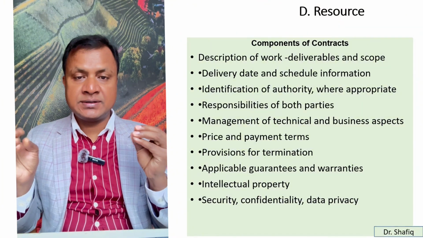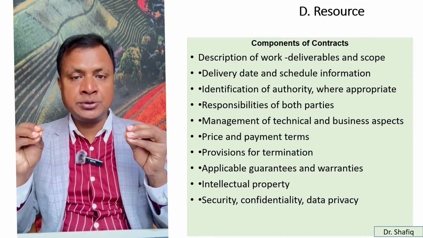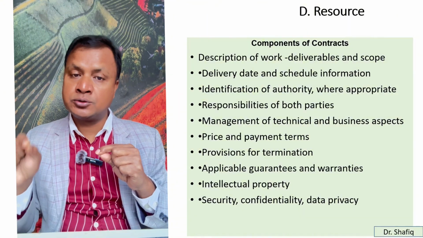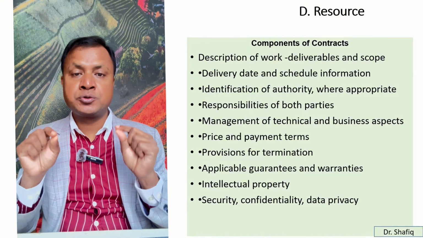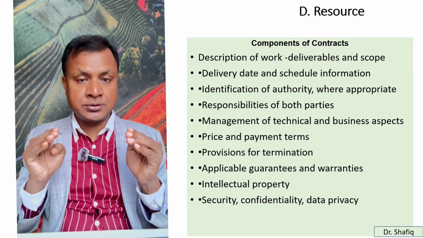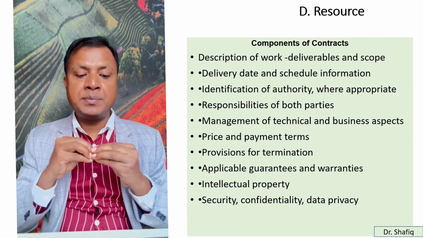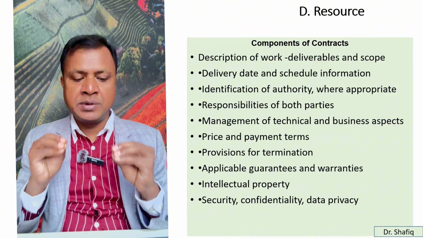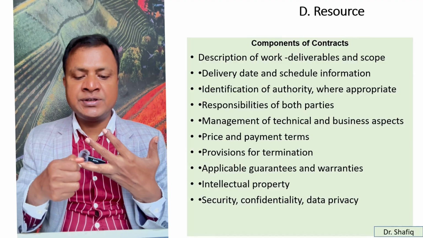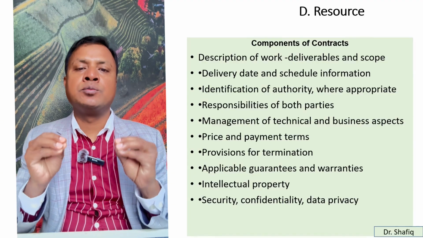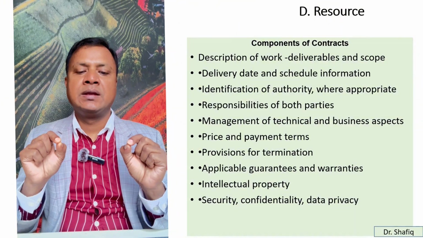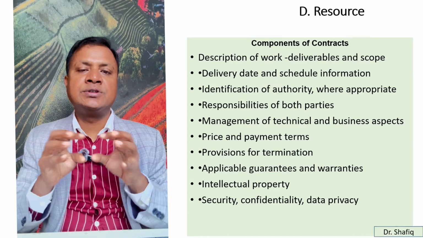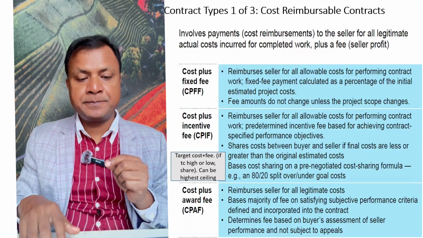Responsibilities of both parties, seller and buyer, both parties have some responsibility. These will be described in the agreement. Management of technical and business aspects also should be there. Price and payment terms should be included there. Provisions for termination should be there, and applicable guarantees and warranties should be there, and intellectual property also should be mentioned there, and the security, confidentiality, and data privacy also should be stipulated there. So in a contract, all these aspects should be included. So these are the components of contracts.